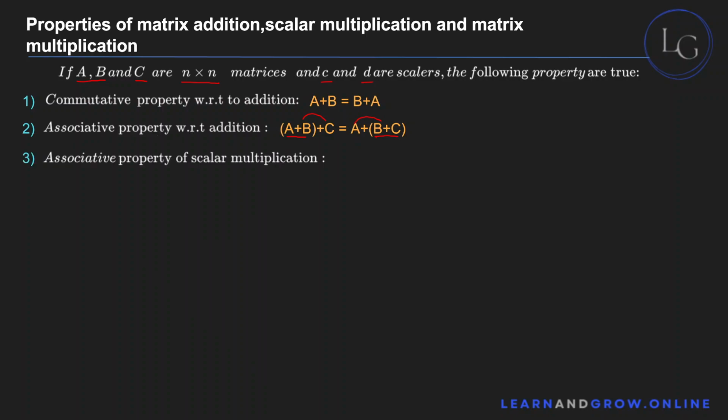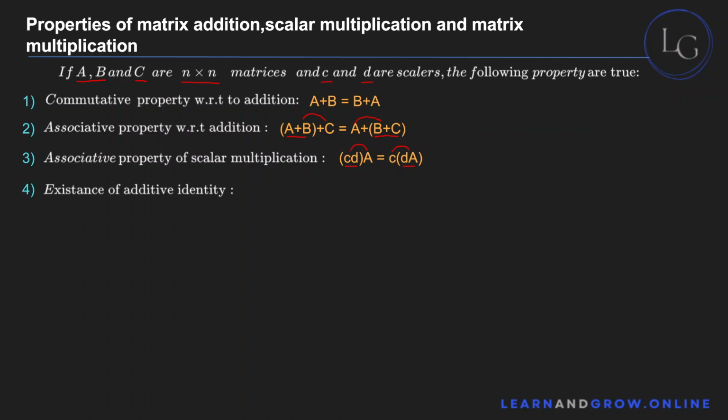Now associative property of scalar multiplication. Now again, brackets first, everything else afterwards. So if you multiply scalars c and d and then you multiply the resulting scalar with the matrix A, it is equal to as if you multiply scalar d into matrix A and then you multiply c into the resulting matrix. Both of these are equal.